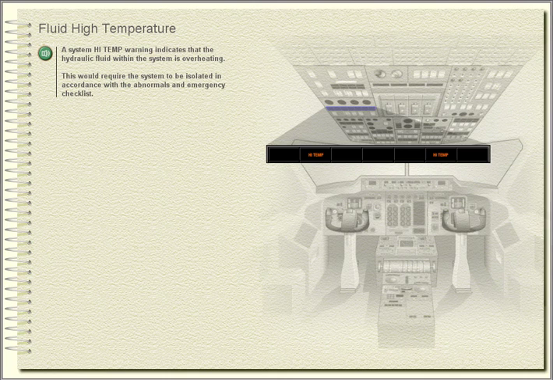Fluid high temperature. A system high temperature warning indicates that the hydraulic fluid within the system is overheating. This would require the system to be isolated in accordance with the abnormals and emergency checklist.